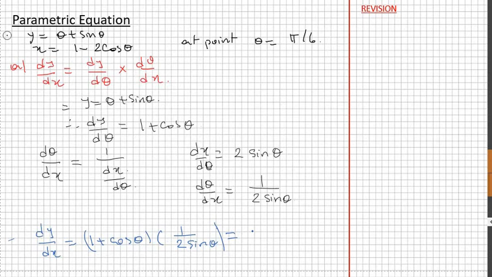So now if I multiply these two, the answer will be 1 over 2 multiplied by 1 over sine theta plus cos theta over sine theta. So that is also equal to half, 1 over sine theta gives cosec theta, plus cos theta over sine theta, which gives cot theta. So this is the result of the first derivative. So we just derived the function y with respect to x, considering that the function is given in a parametric form.